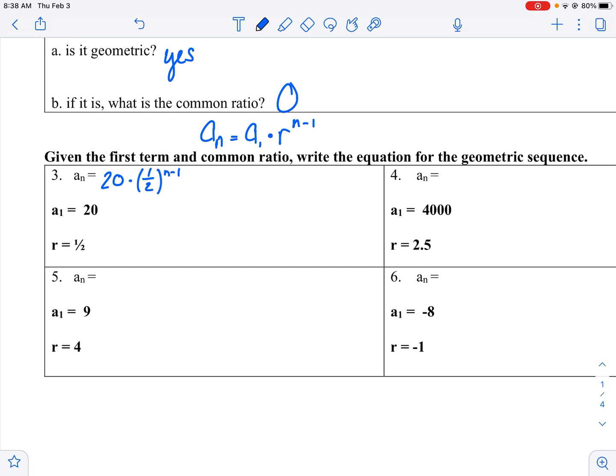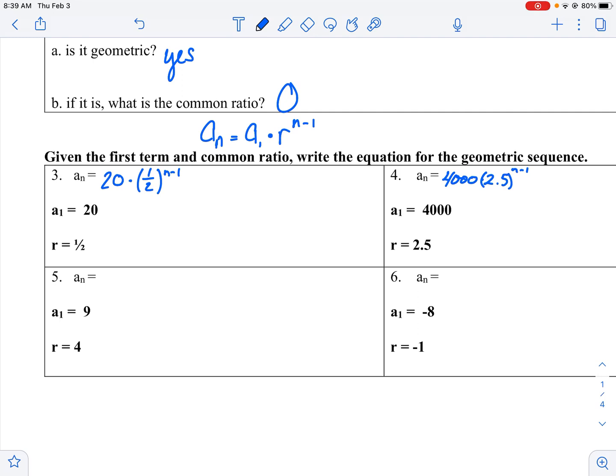n minus 1 power. Now, because we've done a few of these together, I would like you to pause the video and try 4, 5, and 6 on your own. But if you haven't been practicing these lately, maybe you should watch number 4 and then try 5 and 6 on your own. So number 4, I would take my first term, multiply by my common ratio, and take that number to the n minus 1 power.